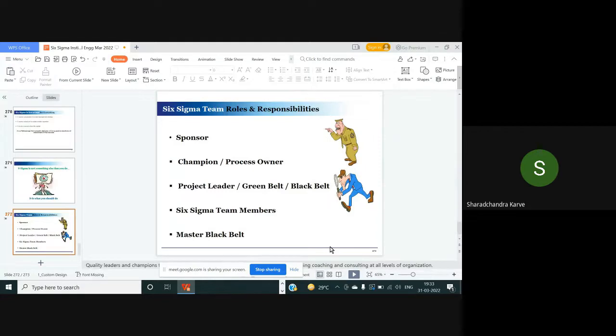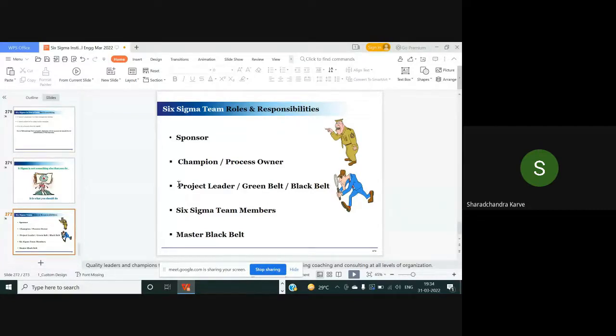If we look at the various roles and responsibilities of the people involved in Six Sigma, there is the sponsor, a senior person in the organization who will say go and do it. If any organization or industry wants to deploy Six Sigma, there will be a works manager, plant manager or site president who will say yes, we want to do it. Then the champions are the process owners, who are actually beneficiaries of these improvement projects. And the project leaders, green belts or black belts, are those who lead the improvement teams.